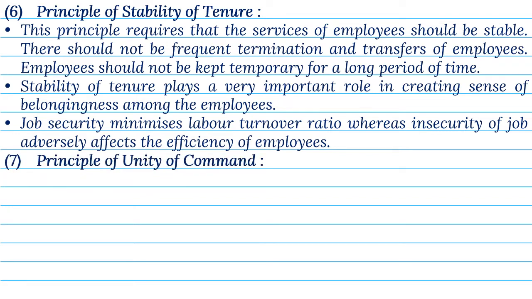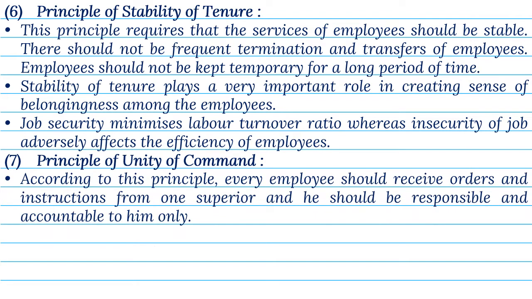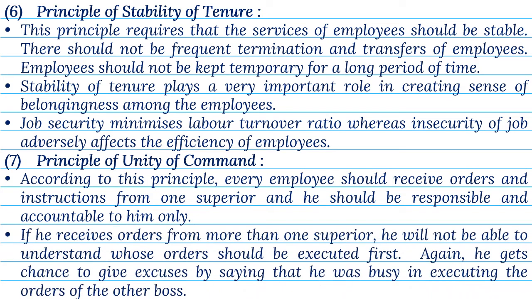7. Principle of unity of command. According to this principle, every employee should receive orders and instructions from one superior, and he should be responsible and accountable to him only. If he receives orders from more than one superior, he will not be able to understand whose orders should be executed first. Again, he gets a chance to give excuses by saying that he was busy in executing the orders of the other boss.